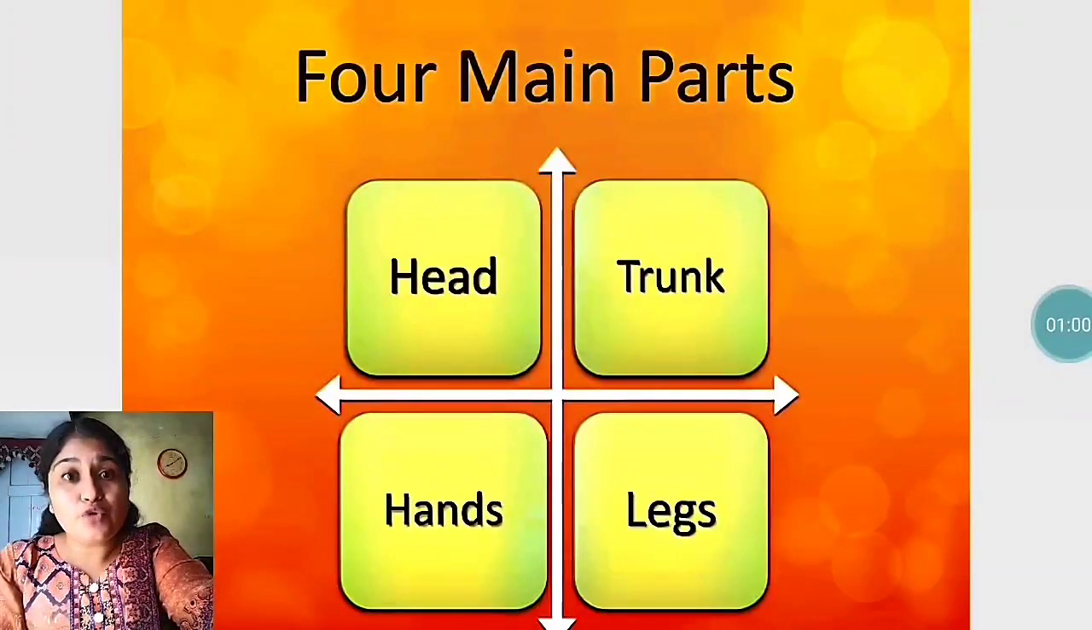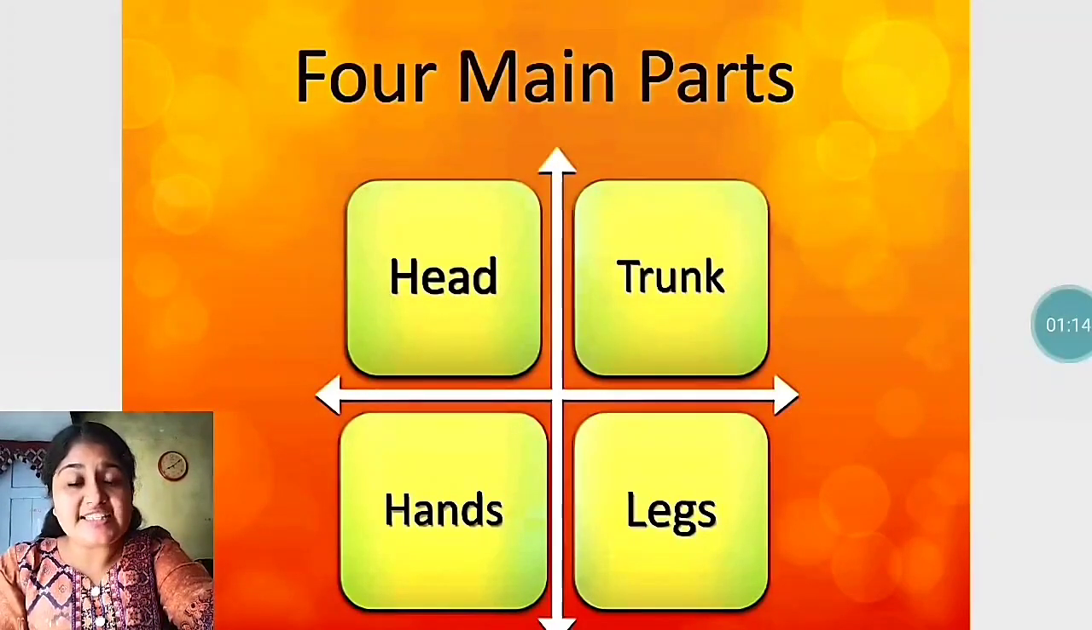There are 4 main parts of the body. Head, head. Trunk, trunk. Hands, hands. Legs, legs. So students, mainly there are 4 main parts of our body: head, trunk, hands and legs.